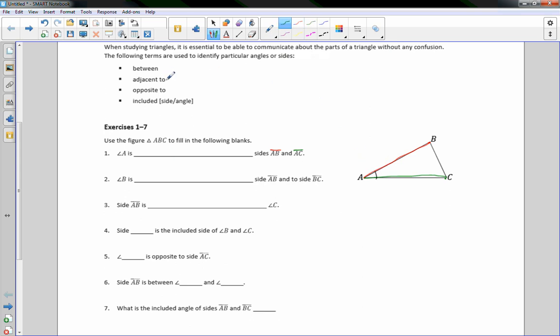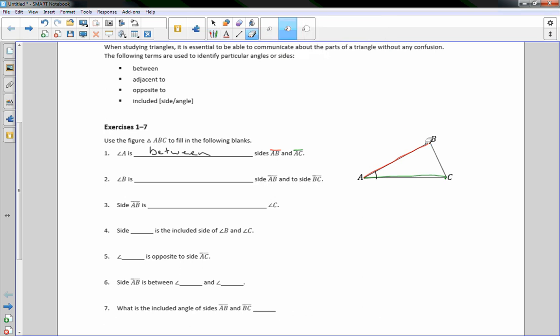Is it between, adjacent to, opposite to, or included angle? The way it's worded, angle A is blank. It's between sides AB and AC. So angle A is in between these two sides. Say between.